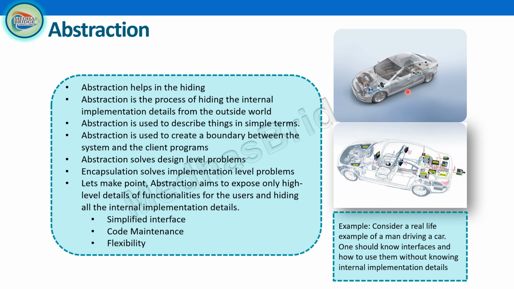Let's look at an example. We have a car. We have a little more granular picture of the internal details of the car. Consider a real example of a man driving a car. One should know the interfaces and how to use them, without knowing the internal implementation details of the car, isn't it? This is the concept of abstraction.